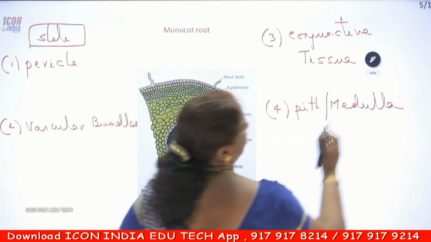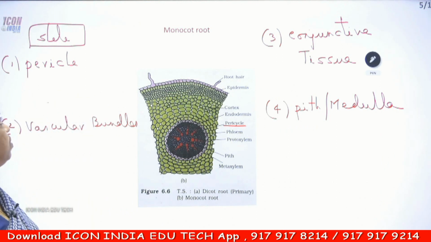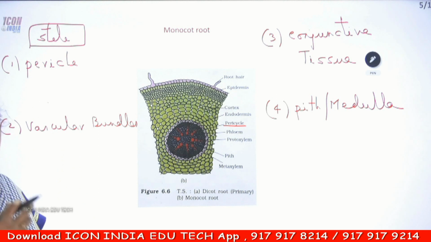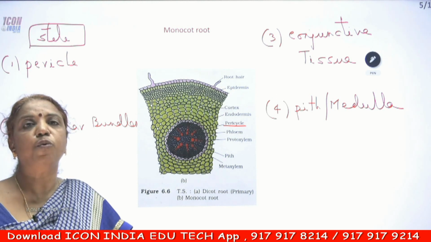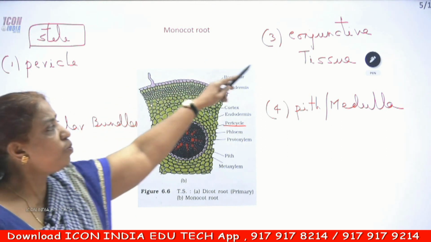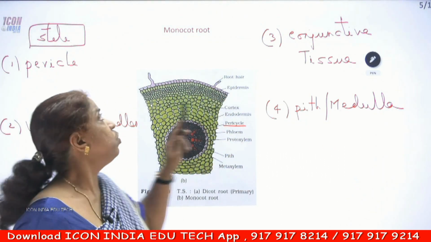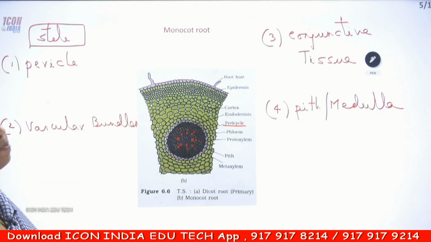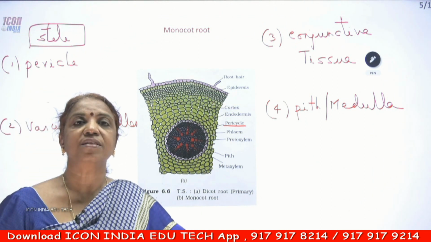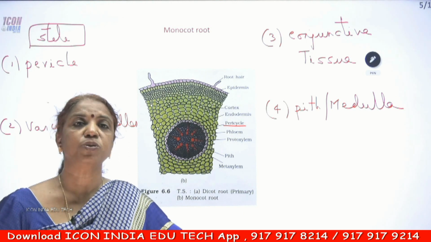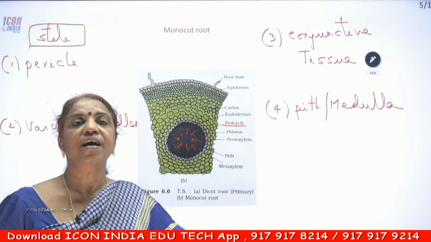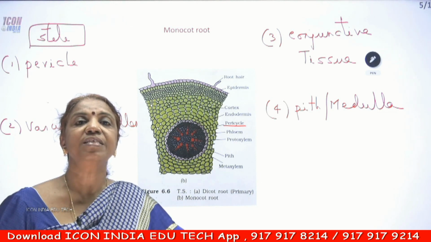See that, look here. So if you write the parts of the stele, the side headings are most important. The side headings are pericycle, vascular bundles, conjunctive tissue and pith or medulla. So what is the pericycle? The pericycle is single layered. What is the function of the pericycle? The mechanical strength. Those 2 words are seen in your question paper. The pericycle is single layered and it gives mechanical strength.